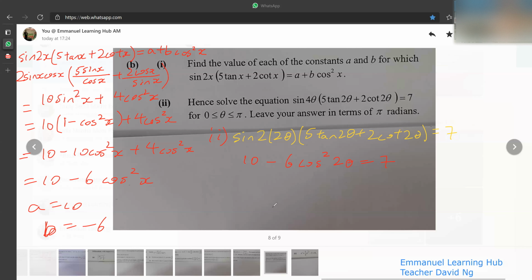You want me to finish explaining question 12C first, or you want to do question 11 first? Can I do question 11 first? Okay, you do question 11 first. You finish first, so you can get the same answer as my solution.